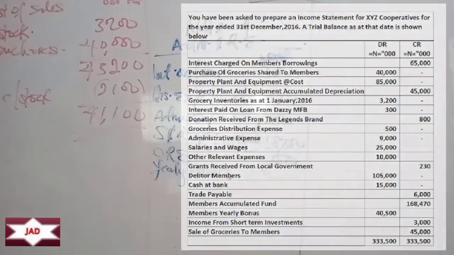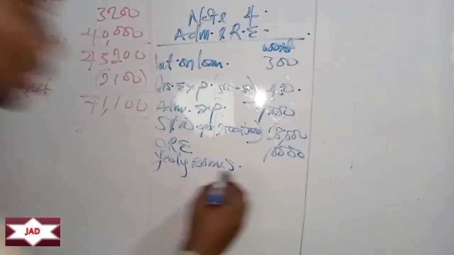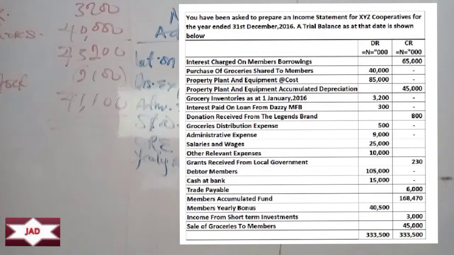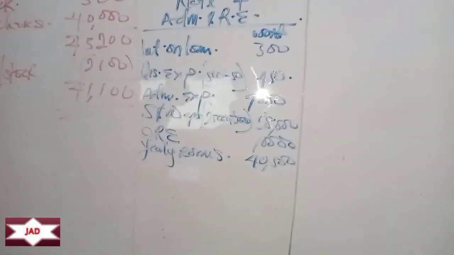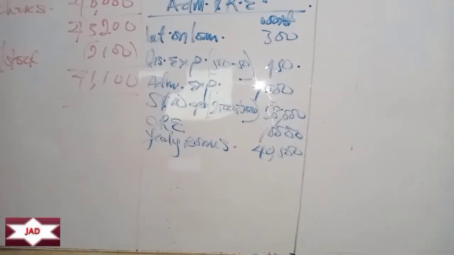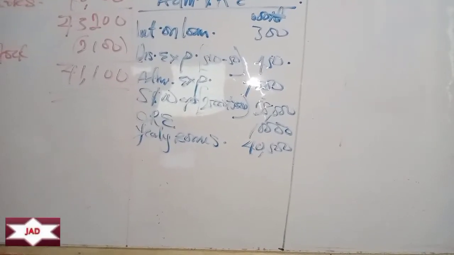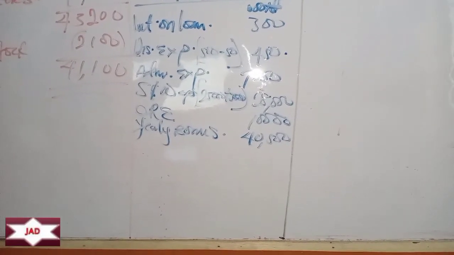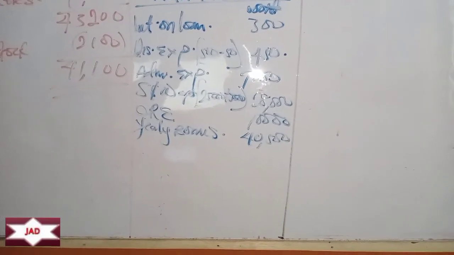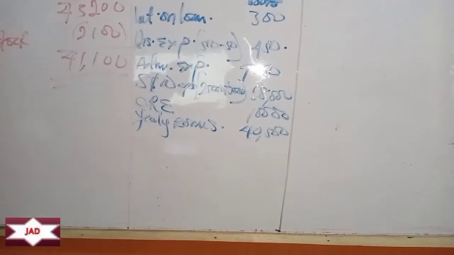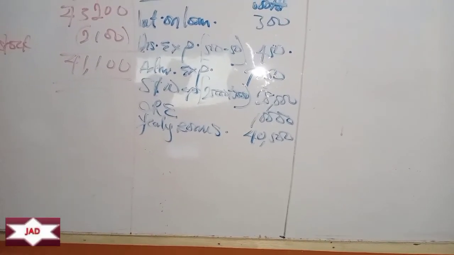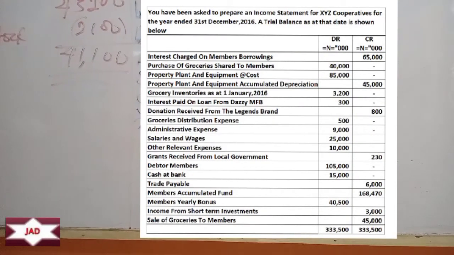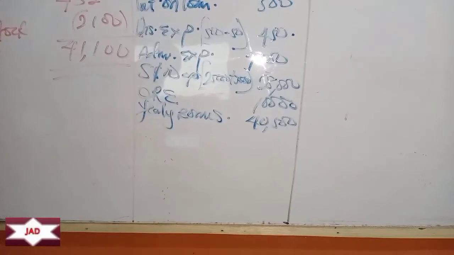So we have yearly bonus. What's the yearly bonus there? I can see 40,500,000. That's 45. Any function on that? No. So what do you have there? 4,500. Okay. Income from investment, we've taken that already as an income. Sales of groceries, I'm taking that already.